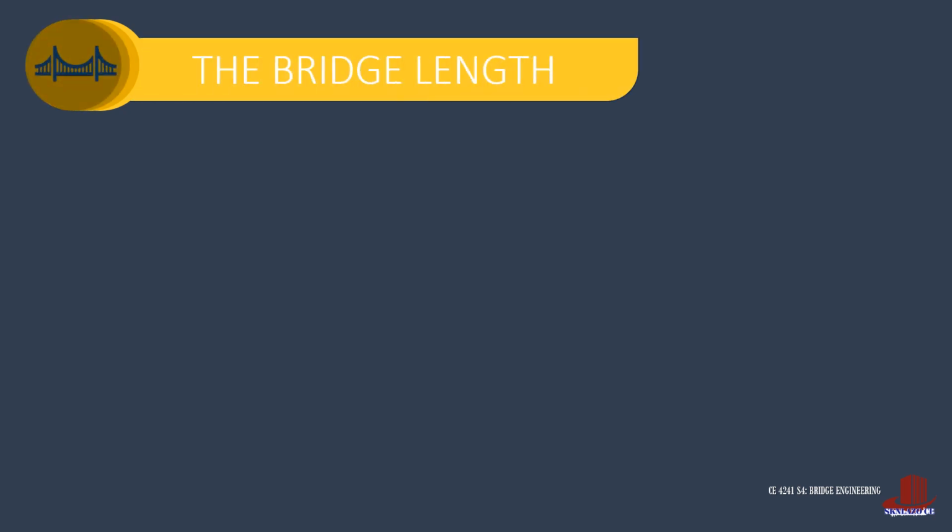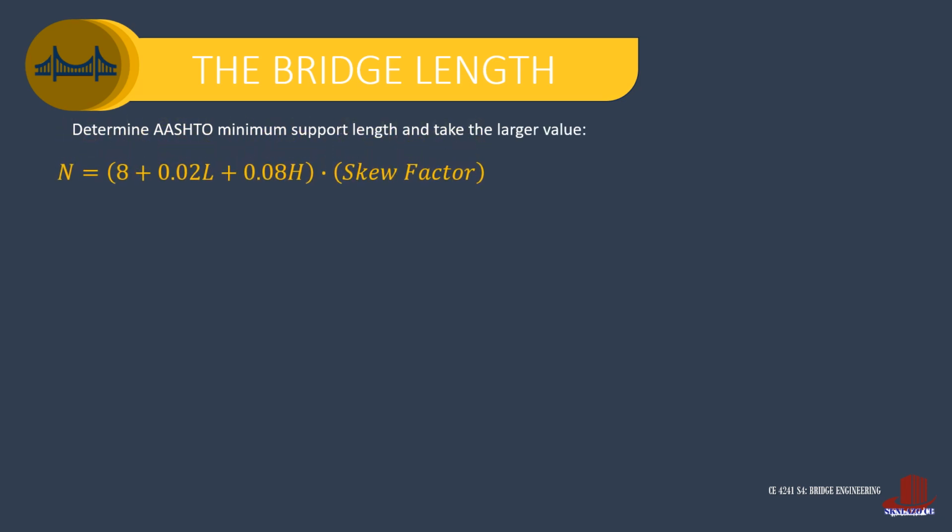First is the bridge length. Compare values from two approaches and adopt the greater value. The first equation has a skew factor, and this is solved using English units. L is initially 20 meters, then use this to solve for the column height h, which is typically solved with L over 12. That is 20 meters converted into feet all over 12, which is 5.46 feet.